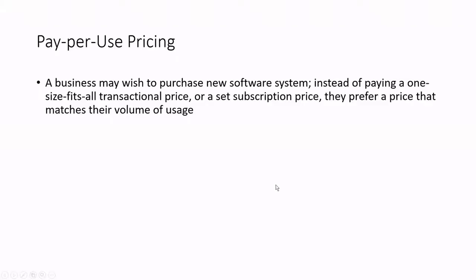Another type of pricing scheme is pay-per-use pricing. This is kind of a variation on the subscription pricing, but it gets to the issue of how much of a product or service a business is going to use. And so a business may wish to purchase a new software system, but instead of paying a one-size-fits-all transactional price or even a set subscription price, they might prefer a price that matches their actual volume of usage.